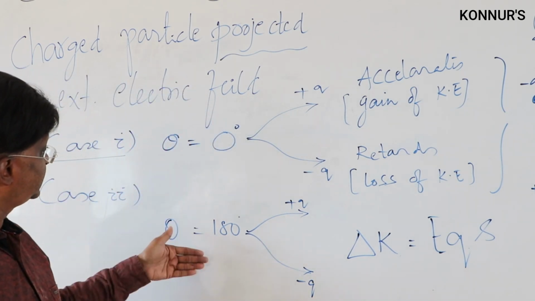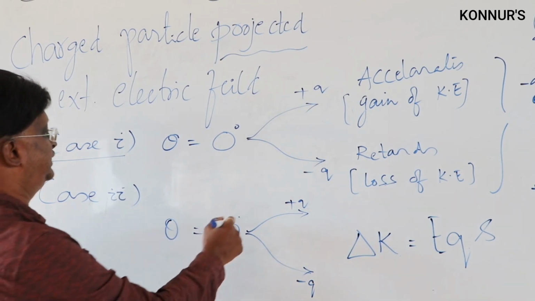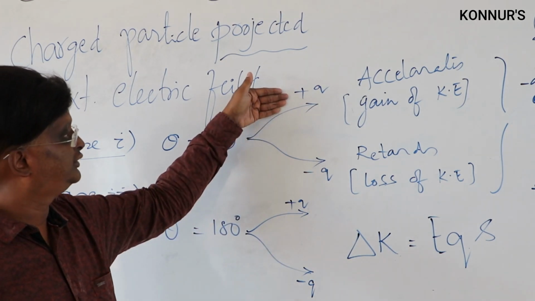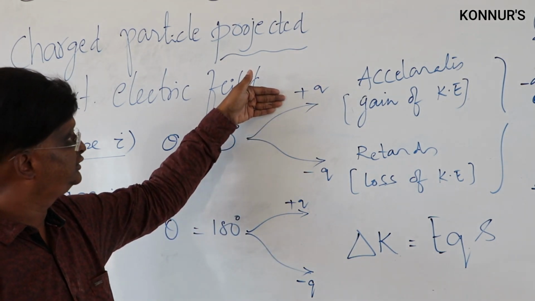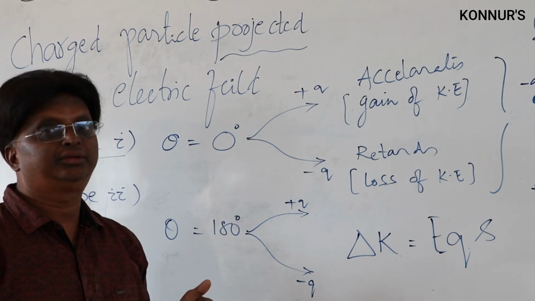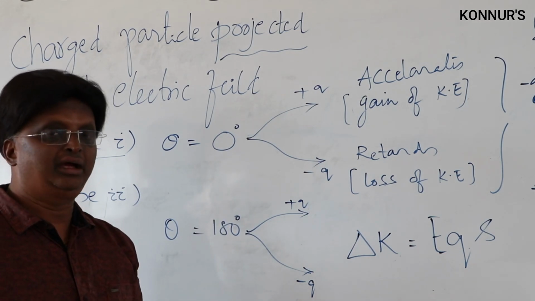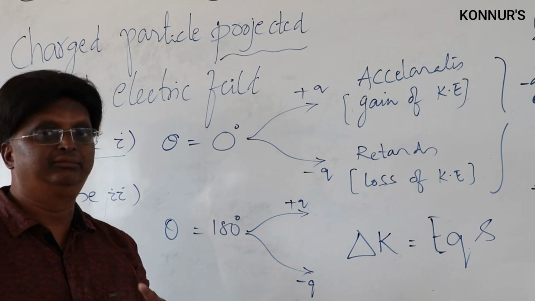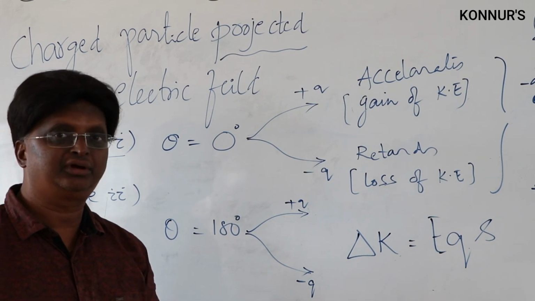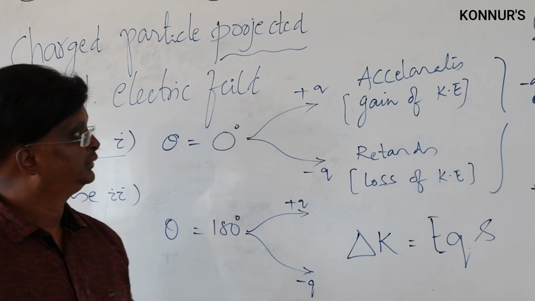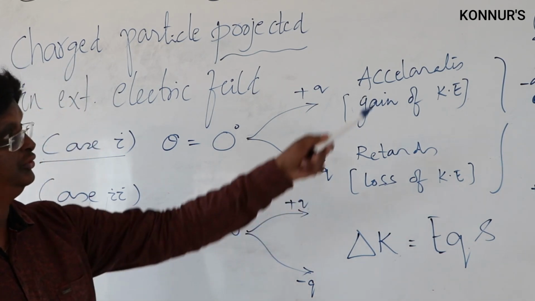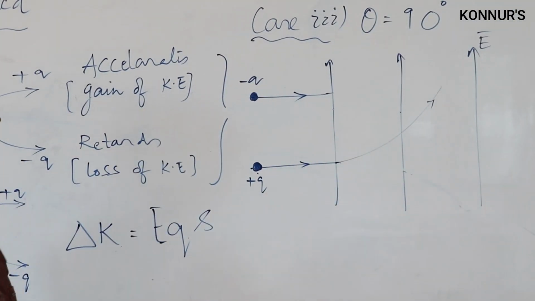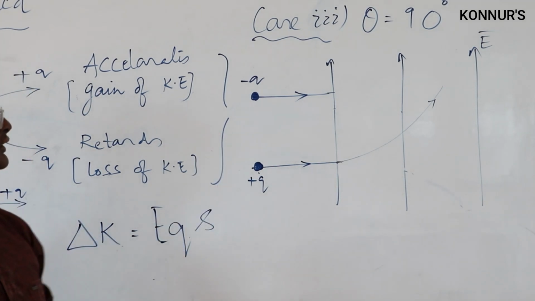Now if it is the other case, like theta is equal to 180 degrees, exactly the reverse will take place. That is, positive charge retards and loses kinetic energy, right? Negative charge accelerates and gains kinetic energy. So the important point is to see whether it is a positive charge or negative charge that is projected. Now one more case I am showing you there. For theta equal to 90 degrees. See here, theta equal to 90 degree case.